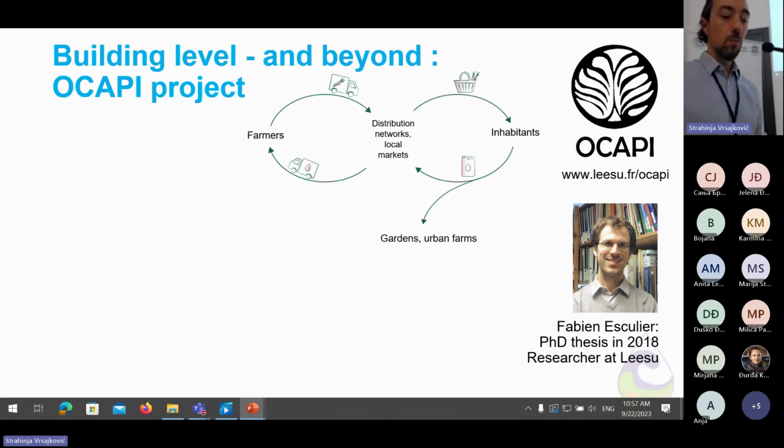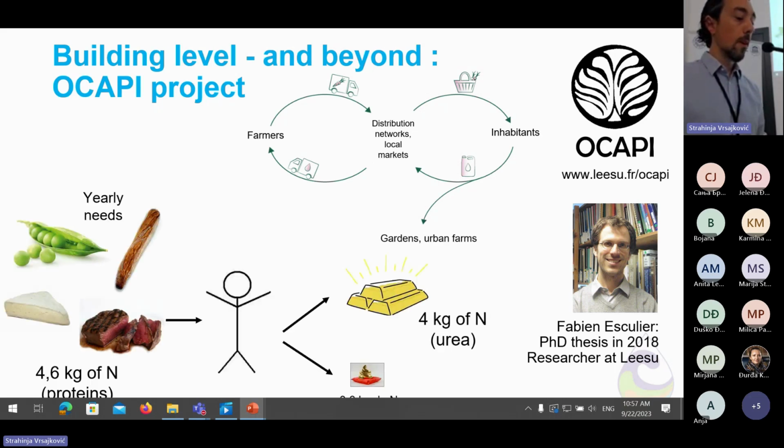So this is a project that was started by a colleague of ours, Fabien Esculier. And he did a PhD thesis on this project, and now he's a researcher in our lab. And the main starting point of this project is the fact that nutrients, and mostly nitrogen, that we consume daily through our intake of proteins from meat or vegetables, are mostly excreted as nitrogen and go into urea. And if you take this urine to the river or to the wastewater, it's mostly lost or mixed with micropollutants, etc. So it's difficult to recover.